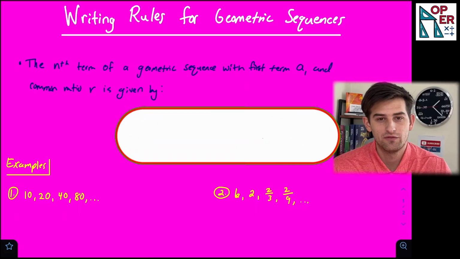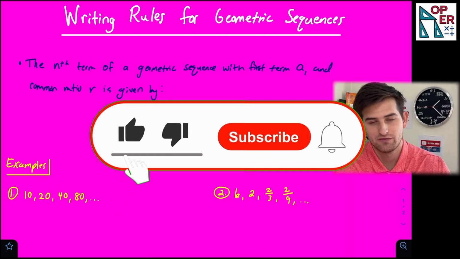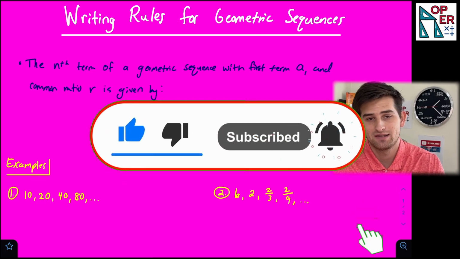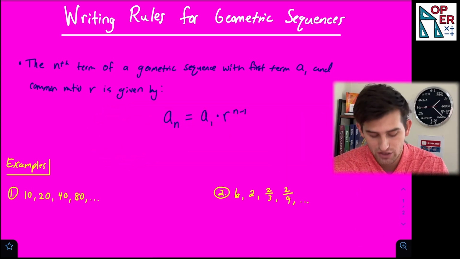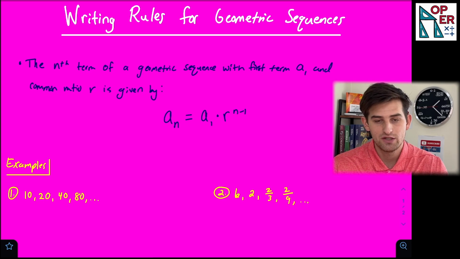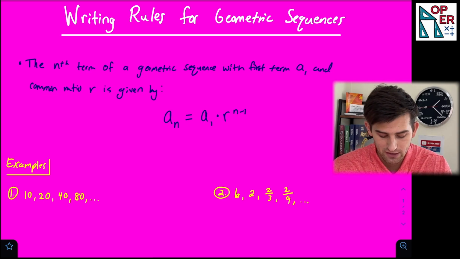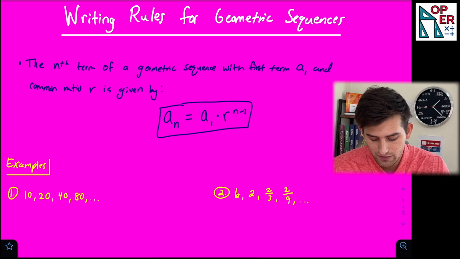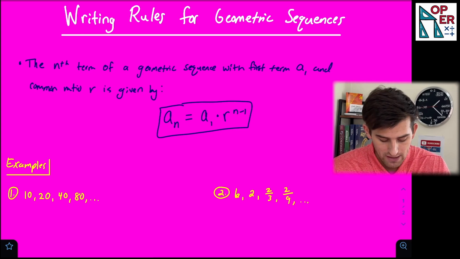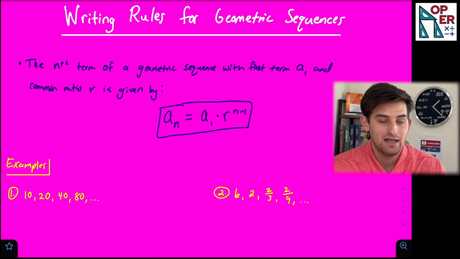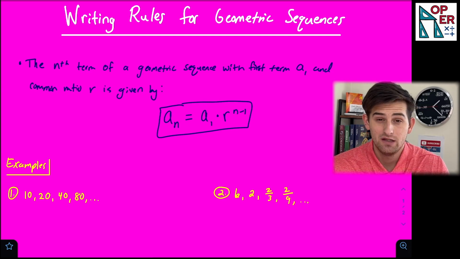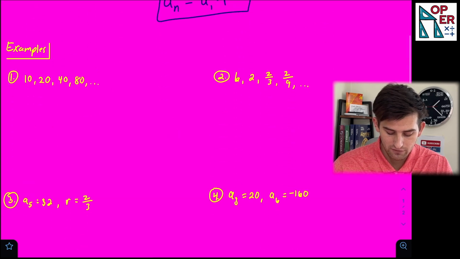How can we write a rule for a geometric sequence? Well, first of all, what is a geometric sequence? It's just a sequence or a list of numbers that we get from one number to the next by multiplying by a common ratio. So we can write an equation for the nth term of a geometric sequence, and it would look like this. It tells us the nth term of a geometric sequence with first term a sub 1, and common ratio r is given by a sub n is equal to a sub 1 times r to the n minus 1.